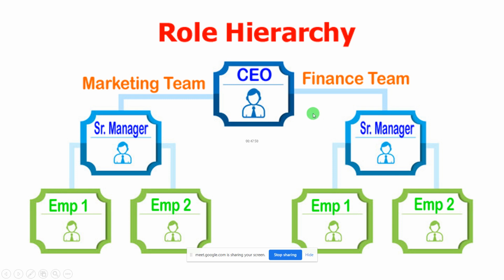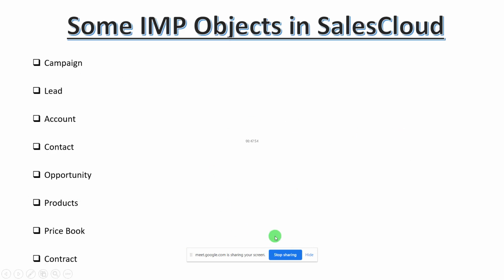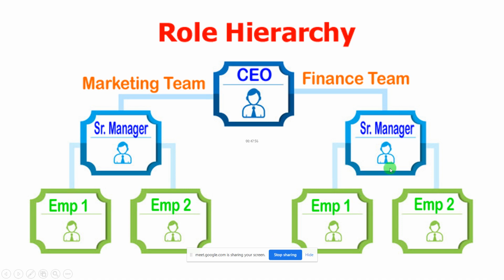Finance team senior manager, right? Yes, the finance team senior manager has to approve the leaves, or else he can reject the leave. Otherwise, the senior manager is accepting the leave, but the CEO is cancelling his leave. It may happen, right? So it depends on the productivity. The CEO felt that, like that.